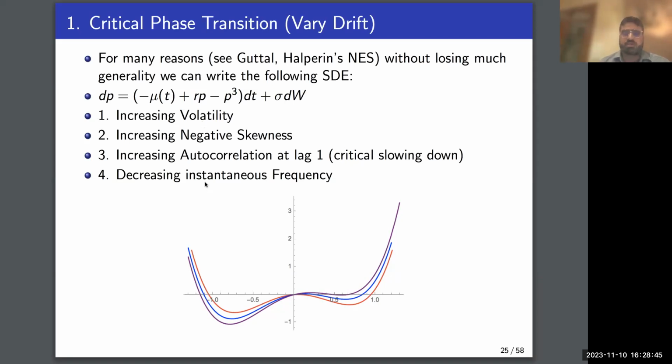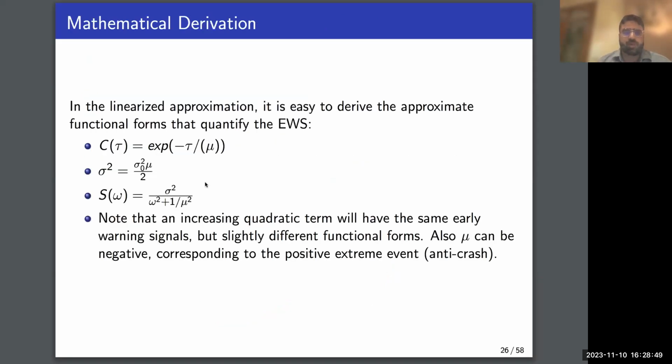So just visually, one can see these early warning signals, but mathematically also, in a linearized approximation, one can check this as well. In this case, in the linear approximation, it's quite simple. We can write down the autocorrelation as an exponential of minus tau divided by mu. You have volatility being directly proportional to mu, and the power spectrum as having this particular functional dependence on mu. And you see that as mu increases, you have increasing autocorrelation, increasing volatility, and increasing power at lower frequencies, for instance.